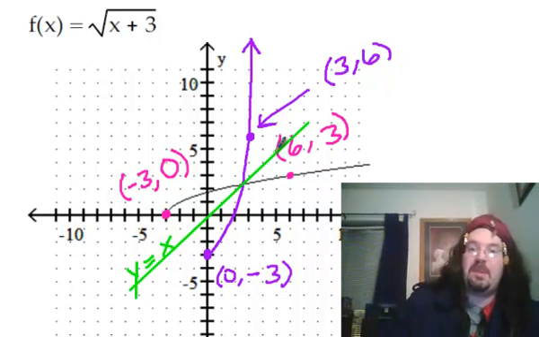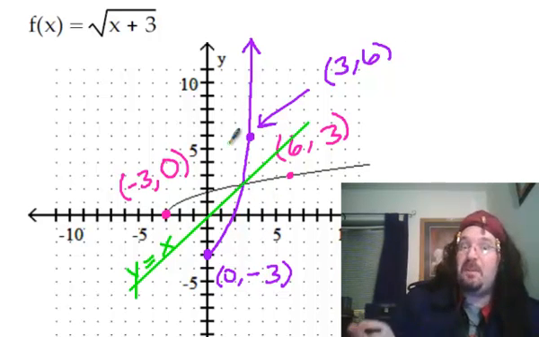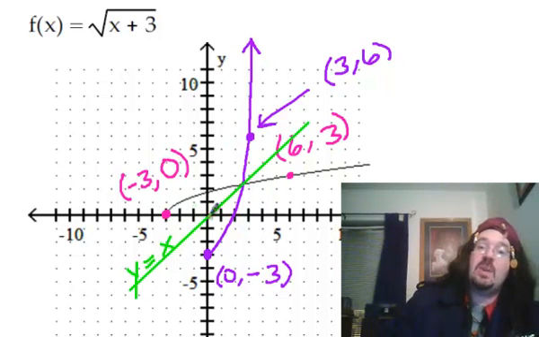So we flip the boat upside down, just like you flip the function upside down, and you can see that they form a mirror image of each other, love.